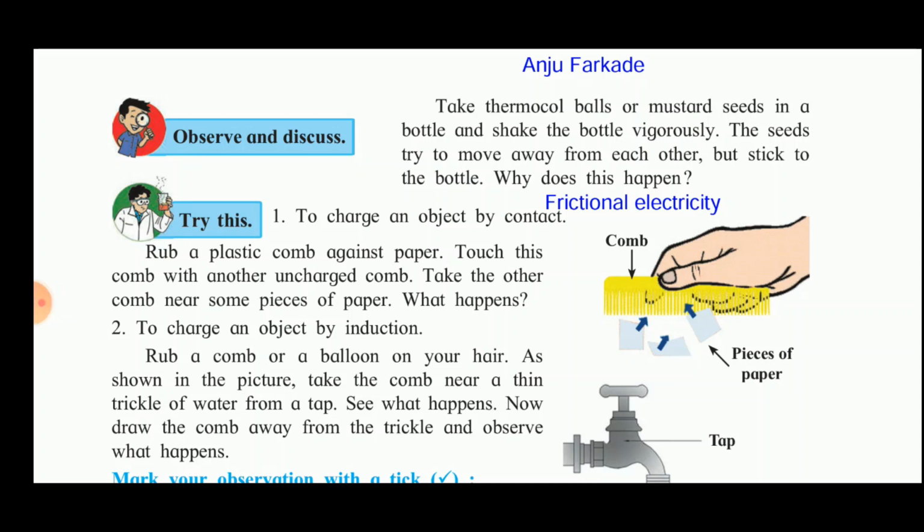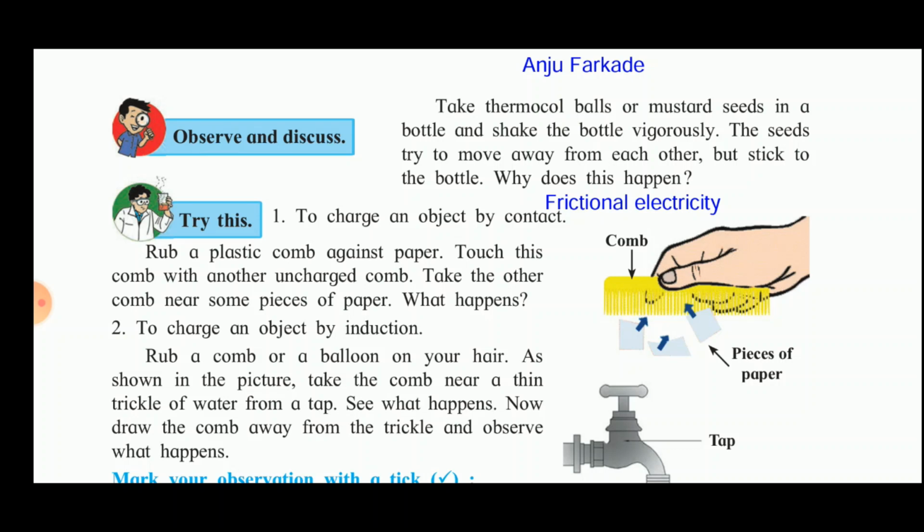Take thermocol balls or mustard seeds in a bottle and shake the bottle vigorously. The seeds try to move away from each other but stick to the bottle. Why does this happen? Due to the friction, the thermocol balls or the mustard seeds get charged. The surface of the bottle is uncharged, and all of you know that an uncharged object and a charged object attract each other. The thermocol balls or the mustard seeds move towards the bottle.